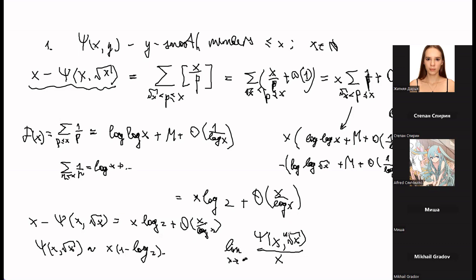In our case, we proved this for u equal to 1/2. And it has a limit, which is called the Dickman function. Its argument is u. We showed here that rho of 2 is 1 minus logarithm 2. And there's an interesting story with the Dickman function about smooth numbers.